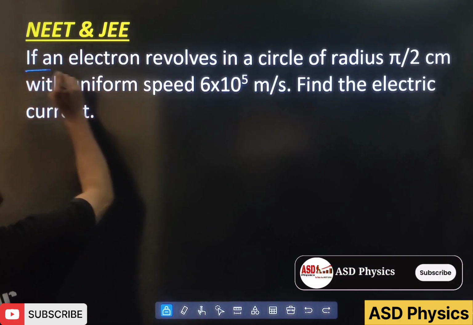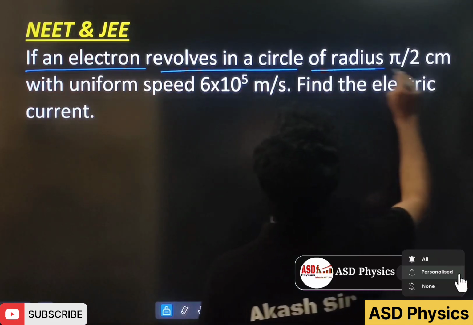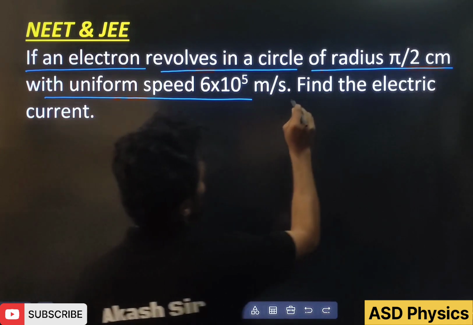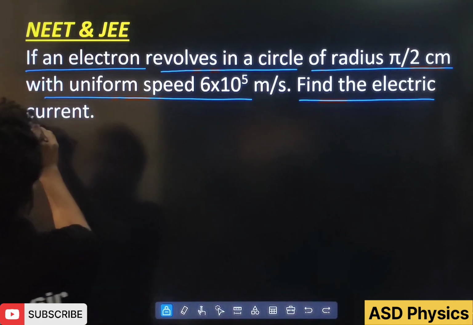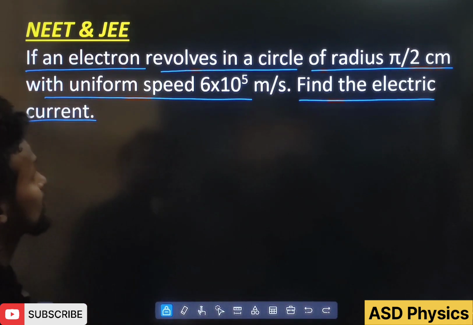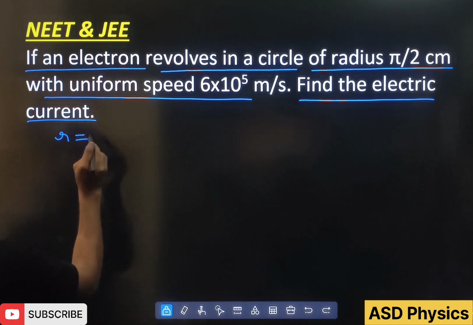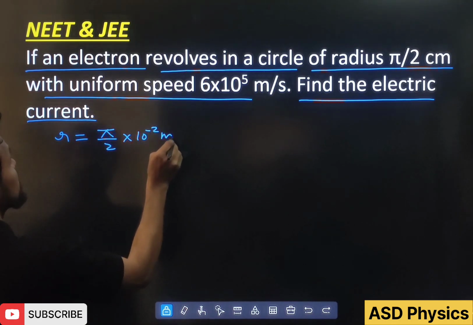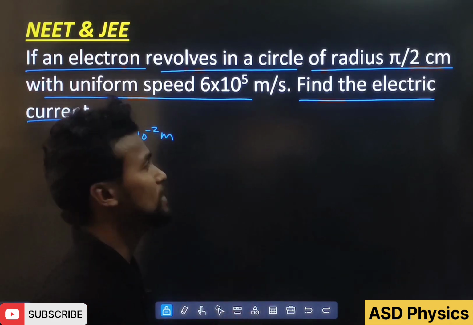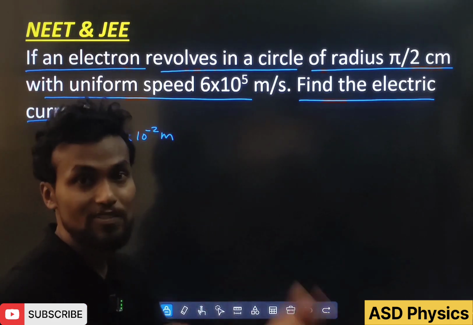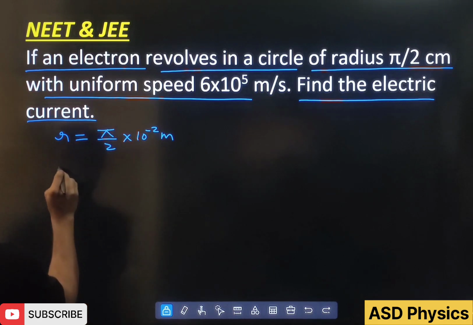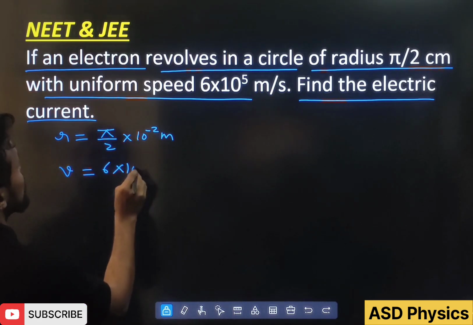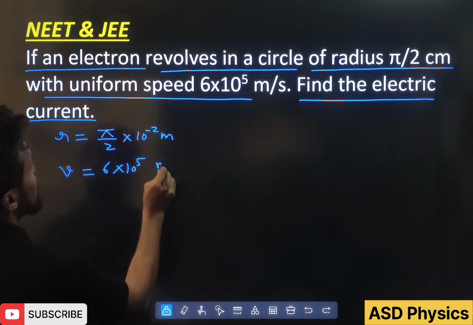See, if an electron revolves in a circle of radius pi by 2 centimeter with uniform speed of this one, find the electric current. Okay, so again, let's note down the data here. The data is what here? R equal to pi by 2 centimeter, that means 10 to the power minus 2 meter. Always in terms of SI, most of the time. Otherwise, slowly you will learn when to convert, when not to convert. Okay, and speed, how much is given here? Speed, students, that is given here 6 into 10 to the power 5 meter per second.